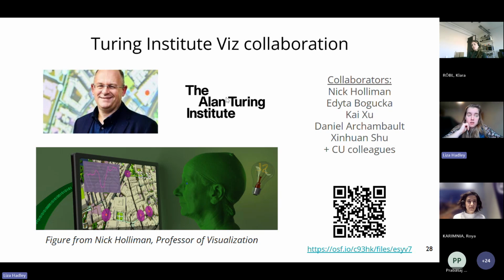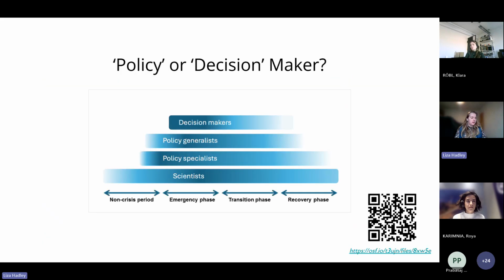And so far we've written a perspective where we've aimed to take some of the basic principles of visualization and bring them into infectious disease modelling. And then now we're thinking about whether we would be interested in a longer term study and where to go next. And then I think this is the final slide.